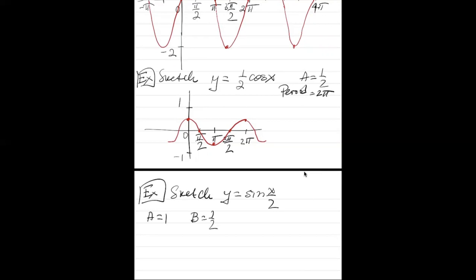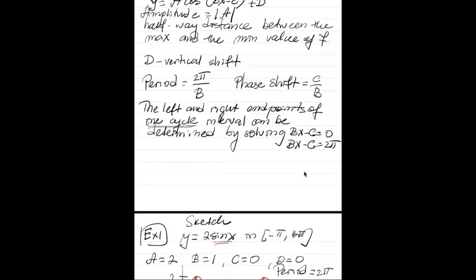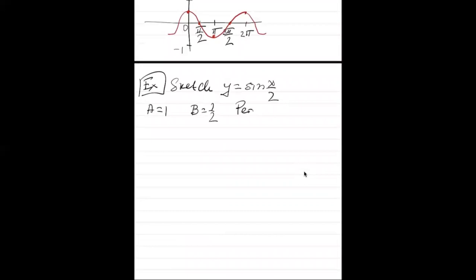So b equals 1/2. Recall the formula we wrote about the period right here. It's very important. This is the formula for the sine and cosine period: 2 pi over b, and b is 1/2. So 2 pi over 1/2, which is 4 pi. So now our period is a lot bigger, twice as big. Everything else is the same.